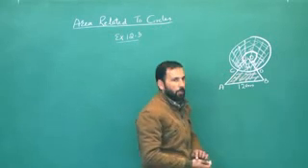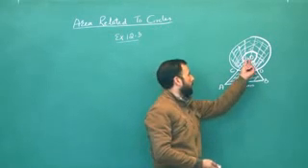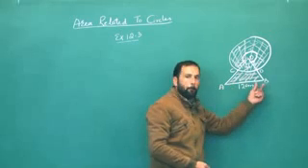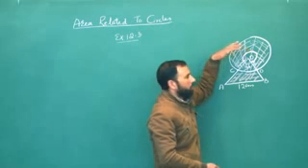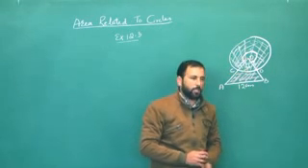So how to find out the area of a shaded region? Area of an equilateral triangle OAB plus area of a major sector. So the angle of the major sector is here 360 degrees minus 60 degrees.